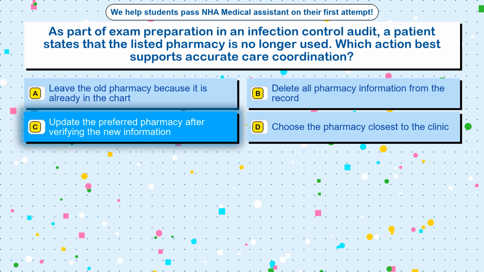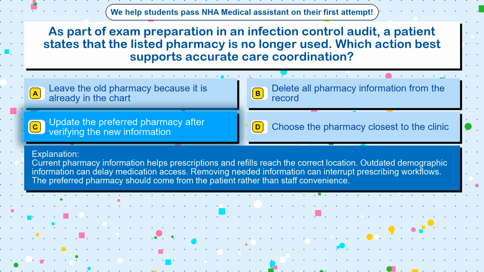Update the preferred pharmacy after verifying the new information. Current pharmacy information helps prescriptions and refills reach the correct location. Outdated demographic information can delay medication access.